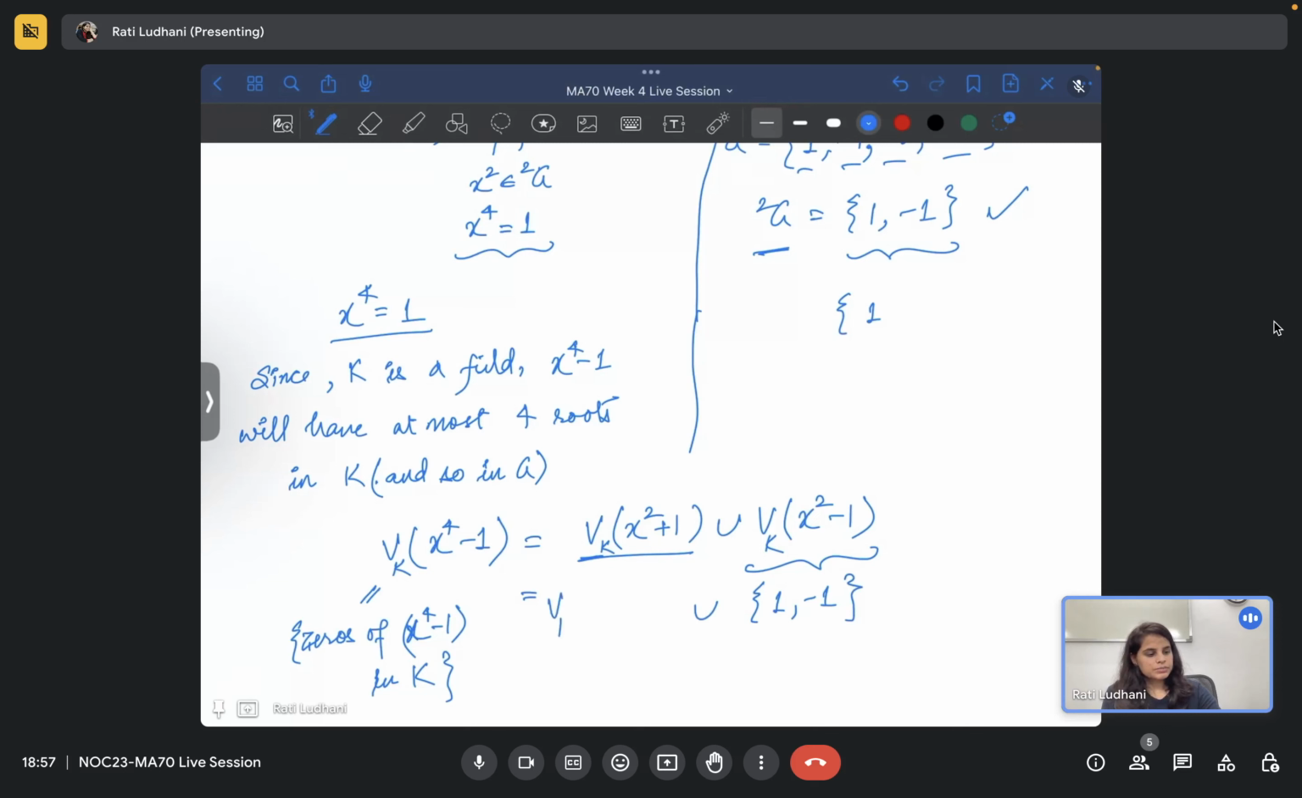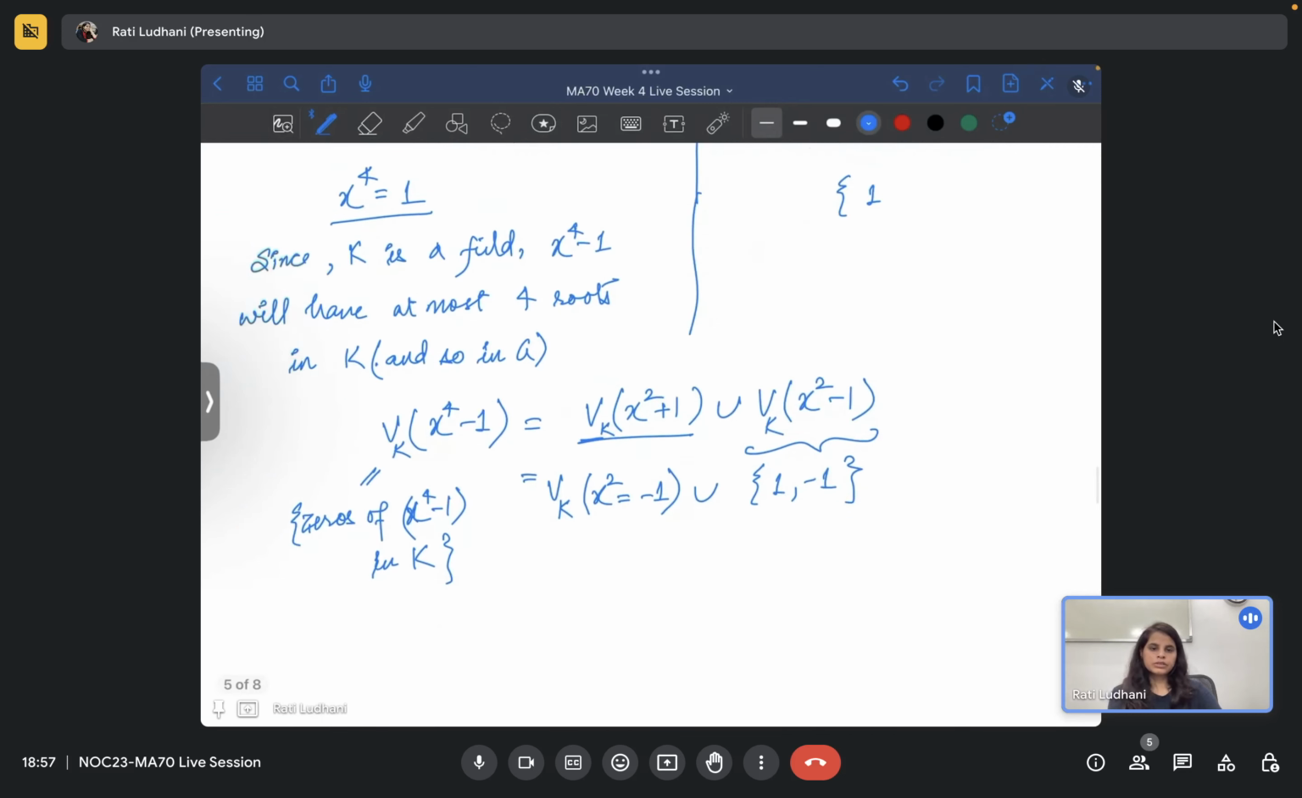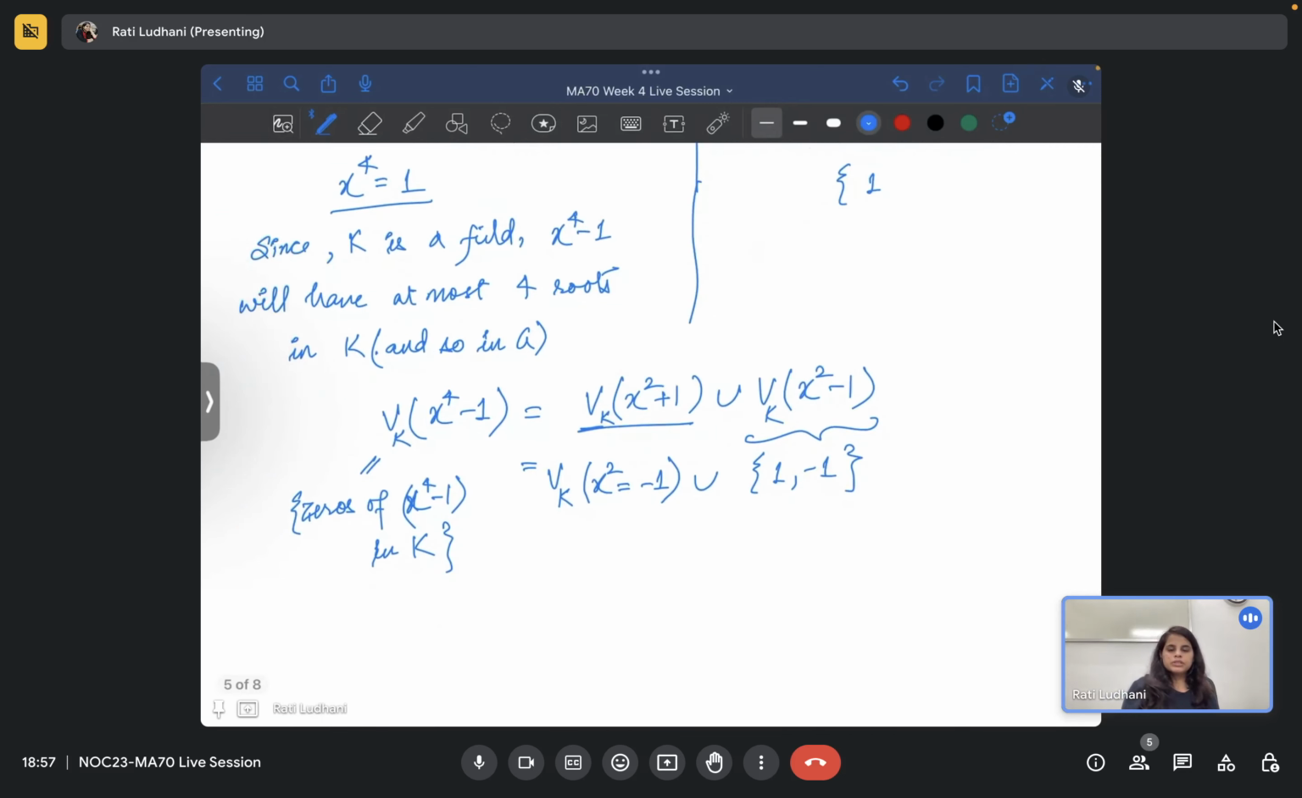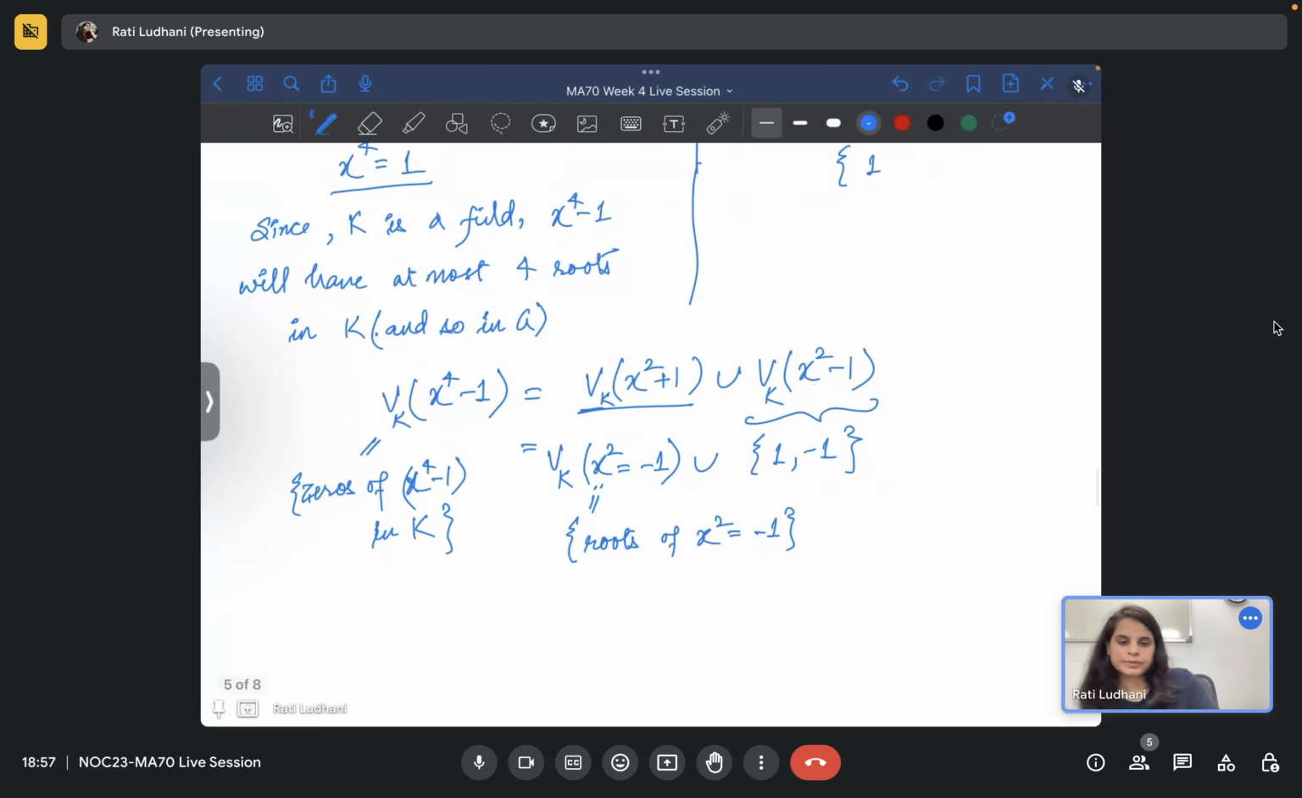Now what does this mean? This means all the points with the property that x squared is equal to -1. So x squared plus 1 is equal to 0, that means x squared is equal to -1. That might not be a good notation, but let me explain. So zeros, okay, I can even write roots because this is now an equation. Roots of x squared is equal to -1. Solutions of x squared is equal to -1. Okay.